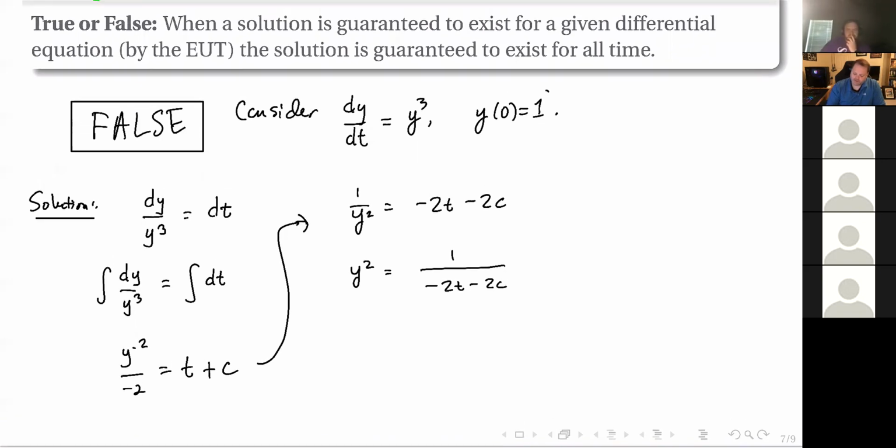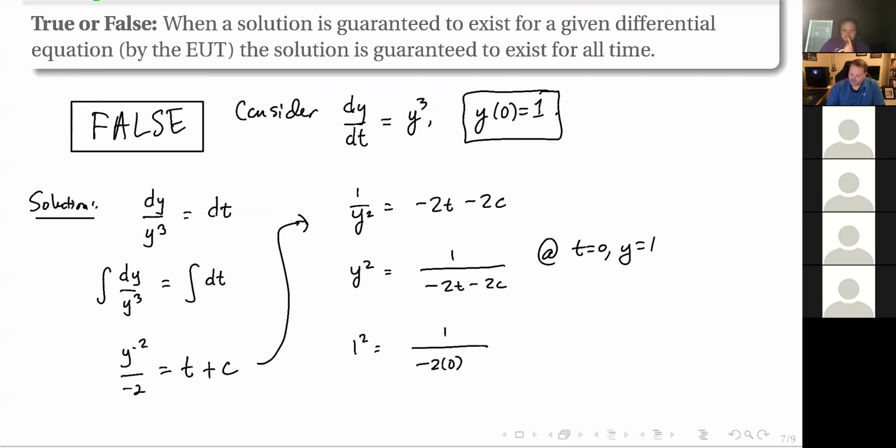And now I'm going to invoke my initial condition here. I know at t equal to 0, y must be 1. So if I plug in t equal to 0, 1 squared has to be 1 over -2 times 0 minus 2c, which is 1 over -2c. So that tells me the c has to be what, -1/2? Right? In order for 1 over -2c to be equal to 1, c would need to be -1/2.